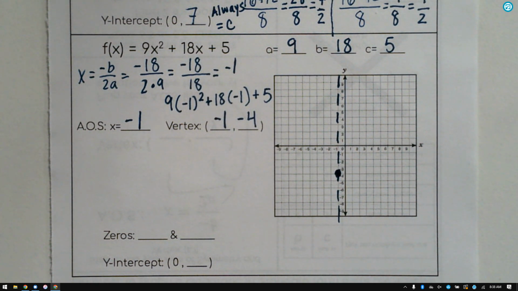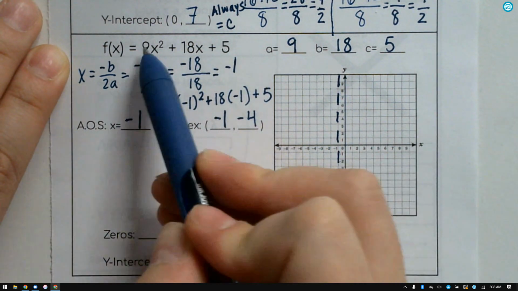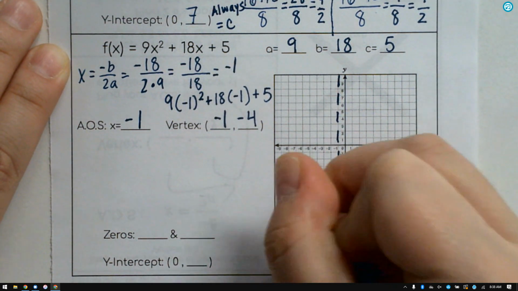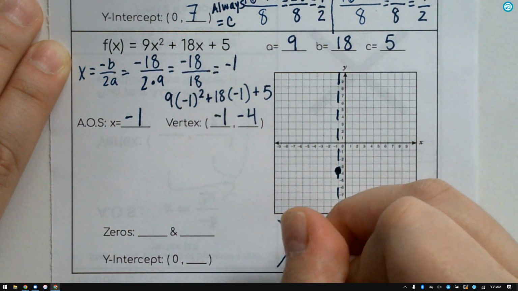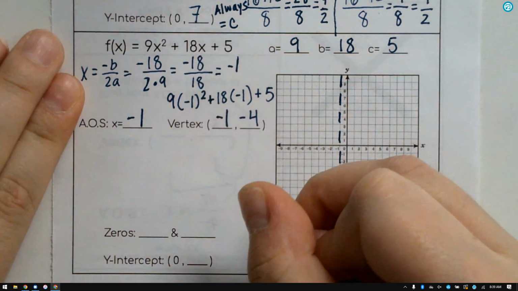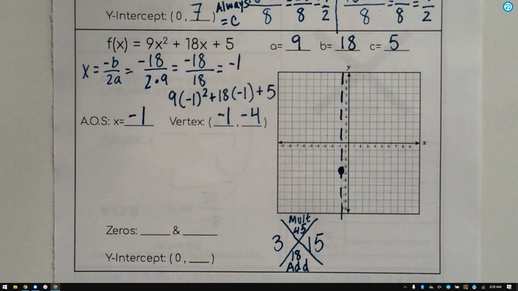Okay. I told you guys I was going to factor this one. If you do not want to factor and you want to tune me out and do the quadratic formula on your own and meet me at the end, you can. I'm going to factor it. So I'm going to find two numbers that multiply together to 9 times 5, so that's 45, and add together to 18. Those two numbers are 3 and 15. 3 times 15 is 45. 3 plus 15 is 18.